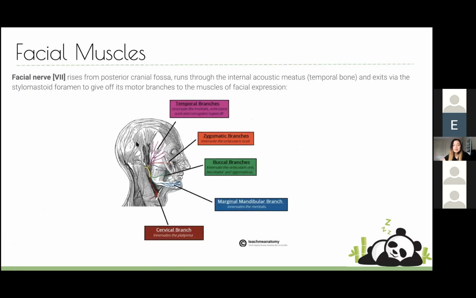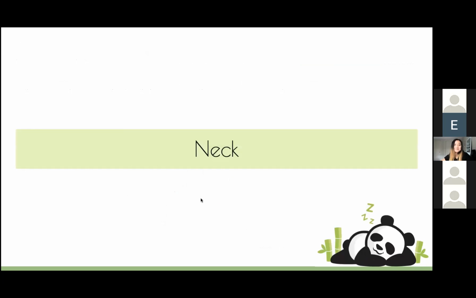So you can see these are the branches of your facial nerve. You've got your temporal branches, your zygomatic branches, your buccal branches, your marginal mandibular, and your cervical branch. And this kind of tells you what muscles it innervates.